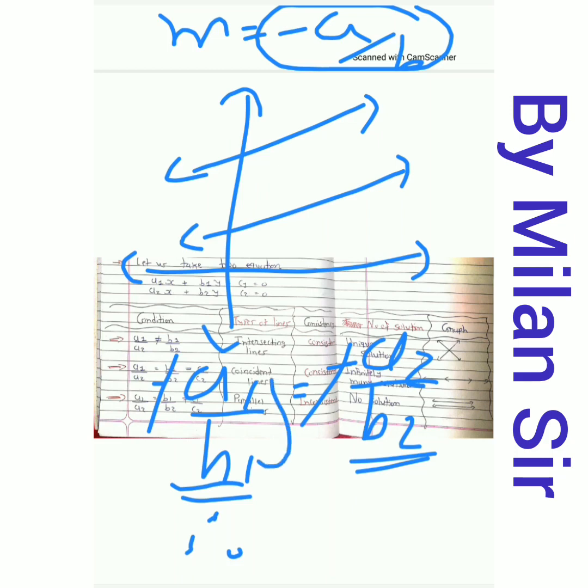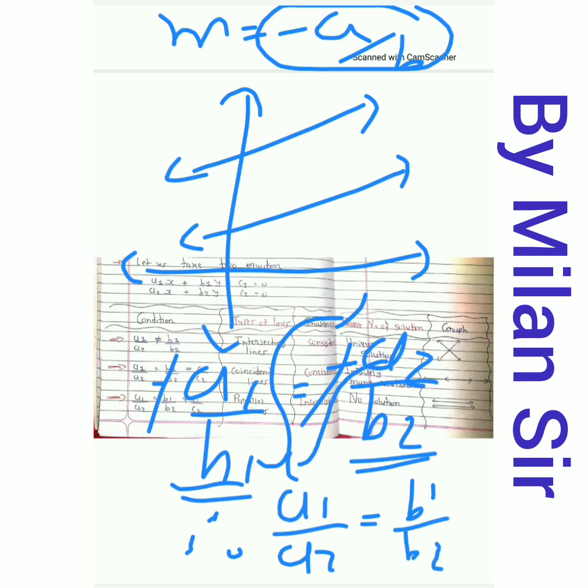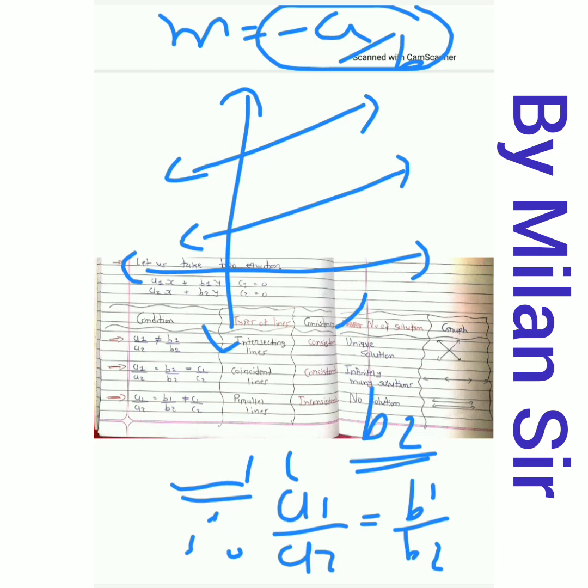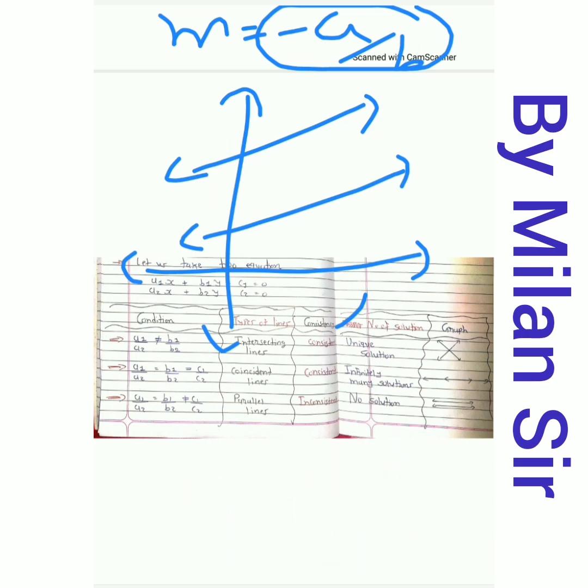Now this b1 is transferred to the right hand side and a2 is transferred to the left hand side. So on the left hand side you will get a1 upon a2 is equal to b1 upon b2, because a2 goes to the denominator on the left hand side, and b1 goes to the numerator. So you will get a1 upon a2 is equal to b1 upon b2.